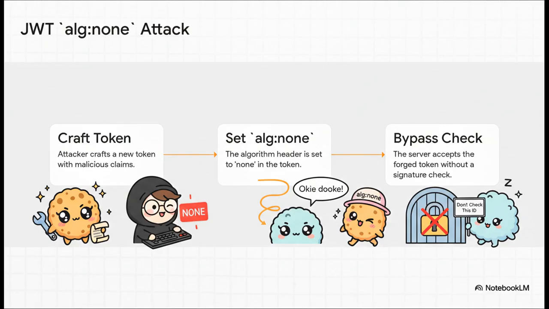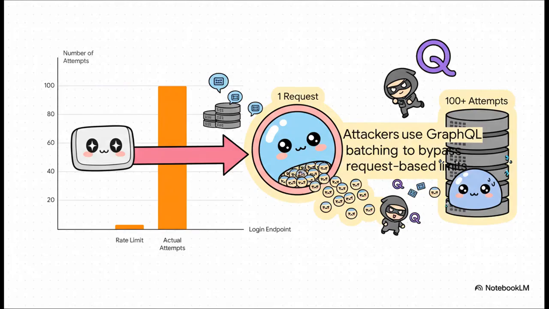It's literally like showing a bouncer a fake ID that says on the front, you don't need to check this ID. And check this out, because this is clever. Some modern APIs use GraphQL, which lets you bundle a bunch of different operations into one single request. Attackers love to abuse this. Let's say you have a rate limit of 3 login requests per minute. Well, an attacker can create one single request that has hundreds of login attempts packed inside it. Your rate limiter only sees one request and thinks everything is fine. But on the back end, your server is getting absolutely hammered with the brute force attack. Your protection is completely useless.